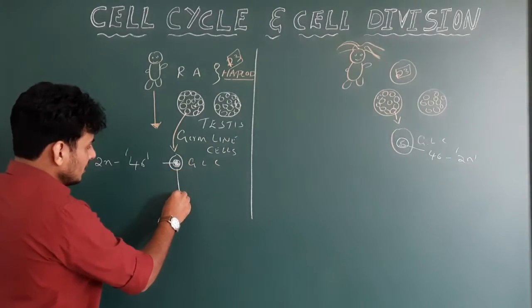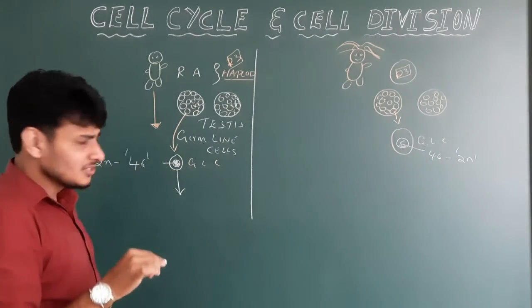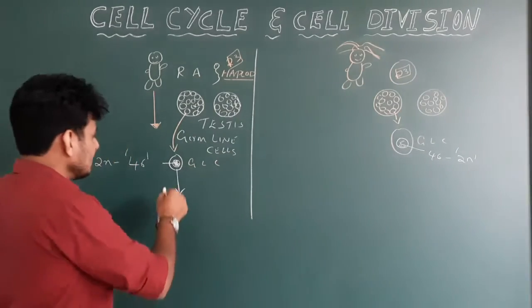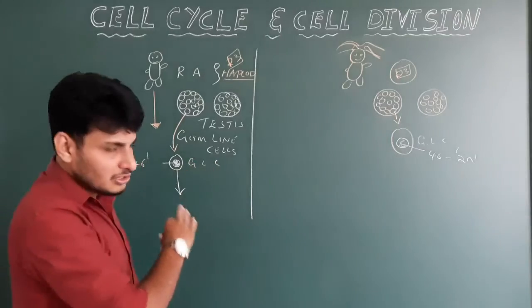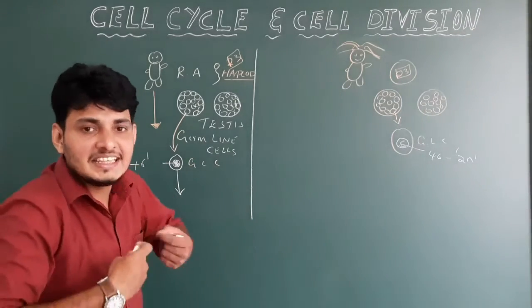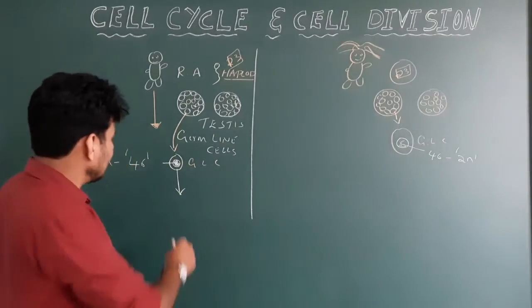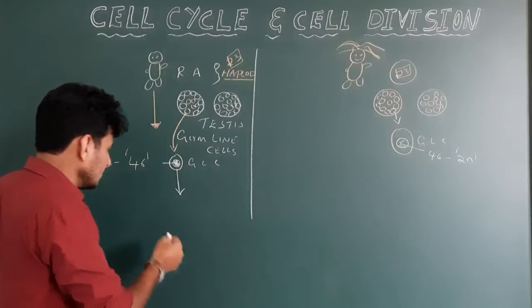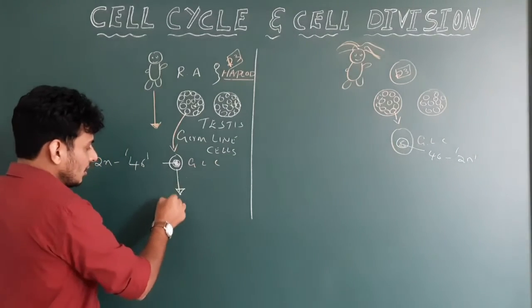Now this cell somehow gets a message. After the completion of this, let me tell you how exactly cells undergo cell division. Who exactly initiates cell division? It gets a message from some other cells or maybe from a hormone or whoever it is. Now it undergoes a division.